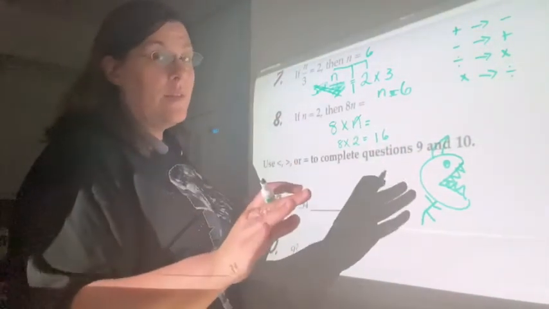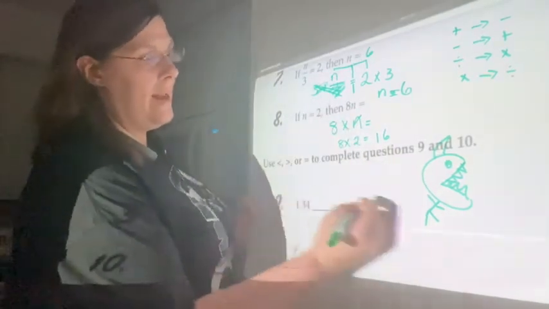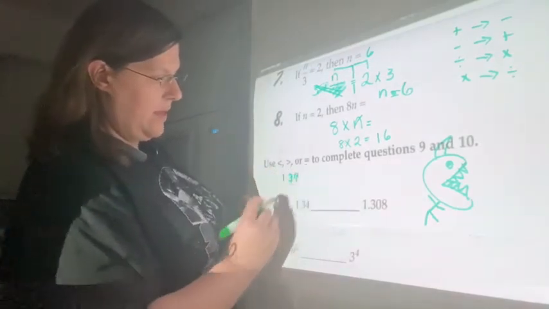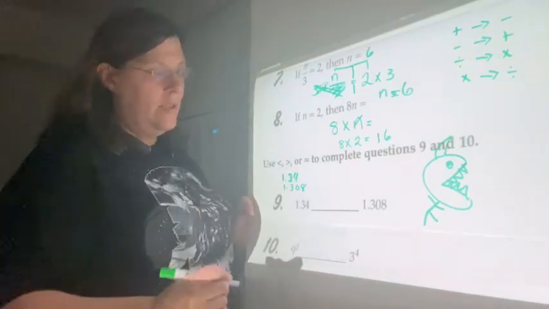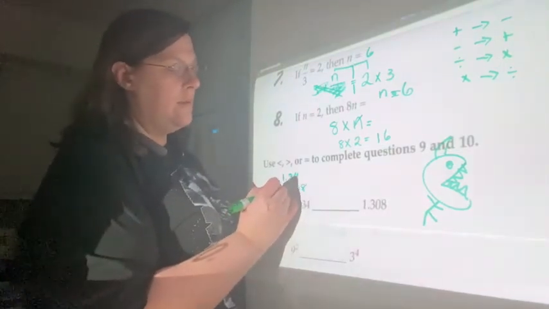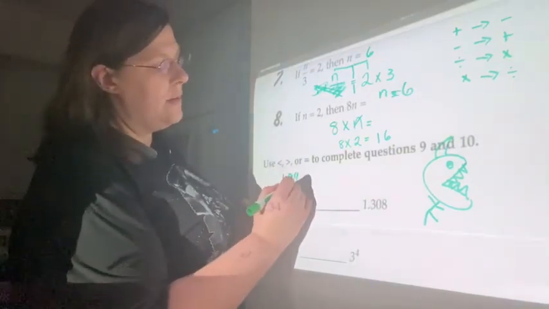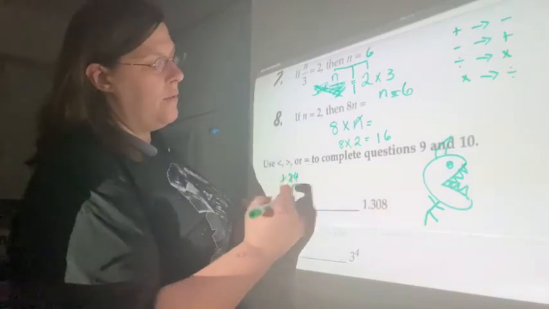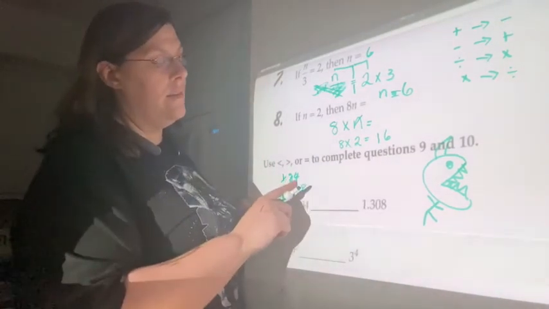Whenever you're looking for something that's bigger, always look at each number in order. Okay, it might actually even behoove you to line them up. 1.34, 1.308. So the ones are the same. We don't care. The 3s are the same. We don't care. The 4 and the 0. Which one is bigger? Well, obviously, the 4 is bigger.